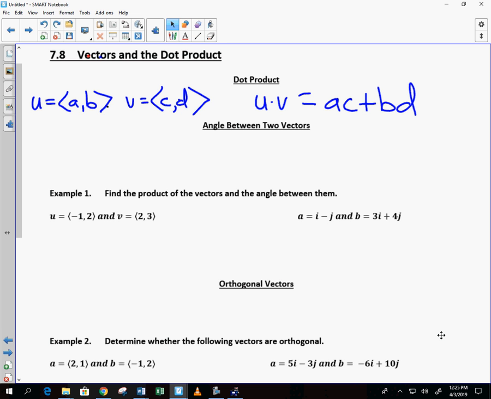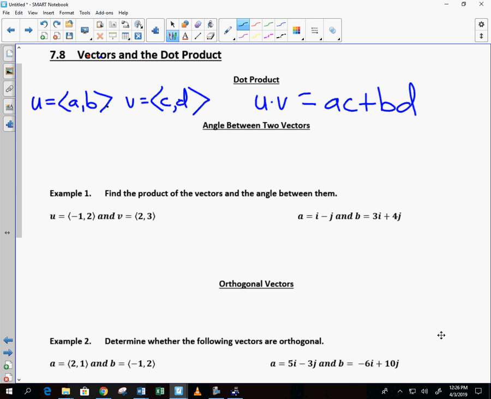Stop it, Krista. Okay. So, how do you multiply two vectors? If you want to take vector u times vector v, some people think that you're going to come up with a new vector, and that's not the case. You actually come up with a specific value. You take a times c, so you take the two horizontal components and multiply those together. And then you take the two vertical components, b times d, you multiply those together, and then you add the results. So, in this situation, as it says, find the product of the vectors and the angle between them.